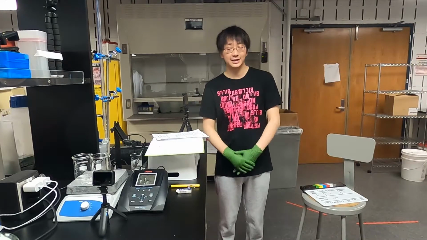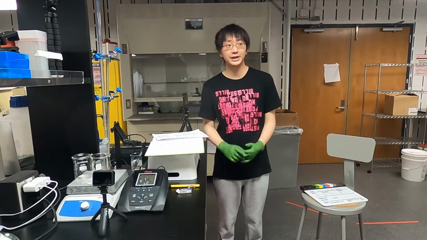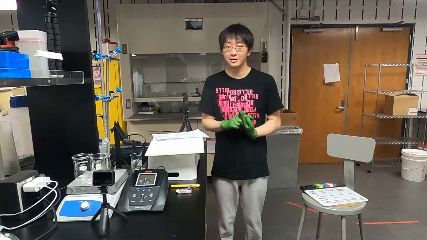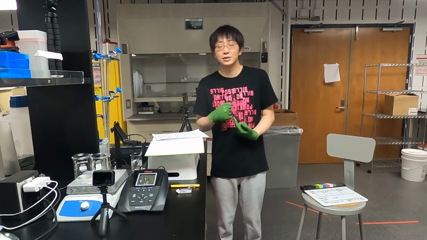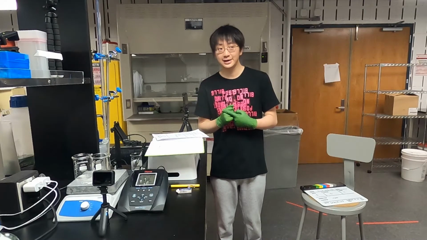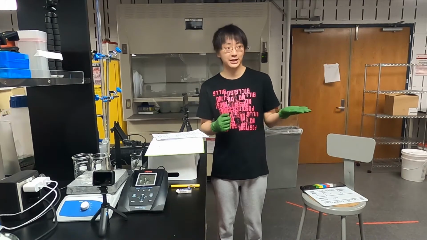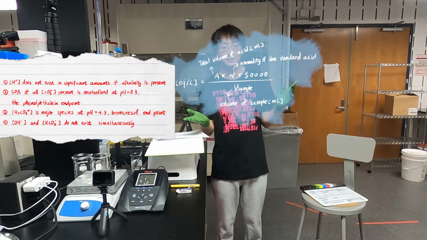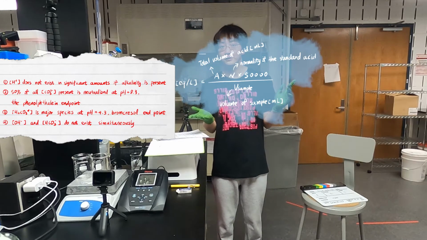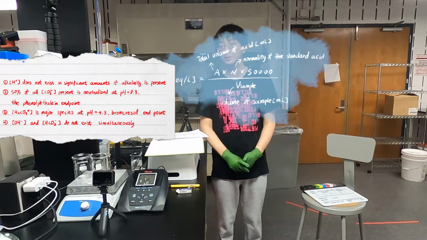In practice, alkalinity is determined by titration with strong acids such as HCl, and of course, the concentration of the strong acid is known. So the total alkalinity of a sample solution can be calculated by this equation, and here are the assumptions. For more information, please read the lab protocol.